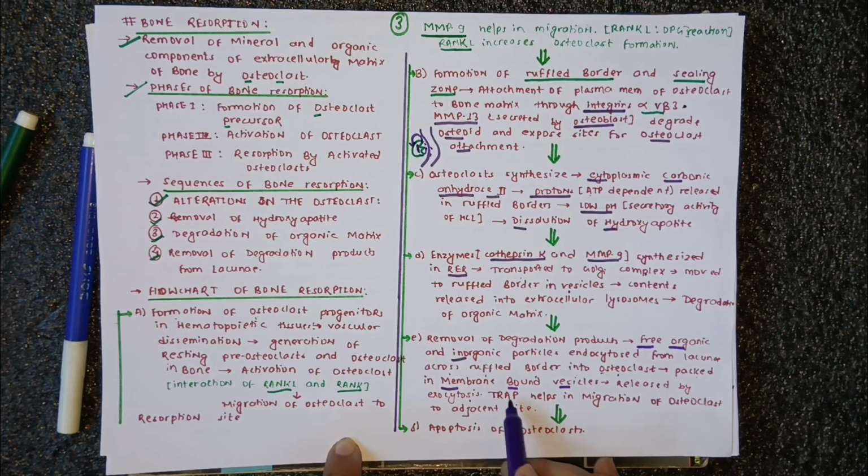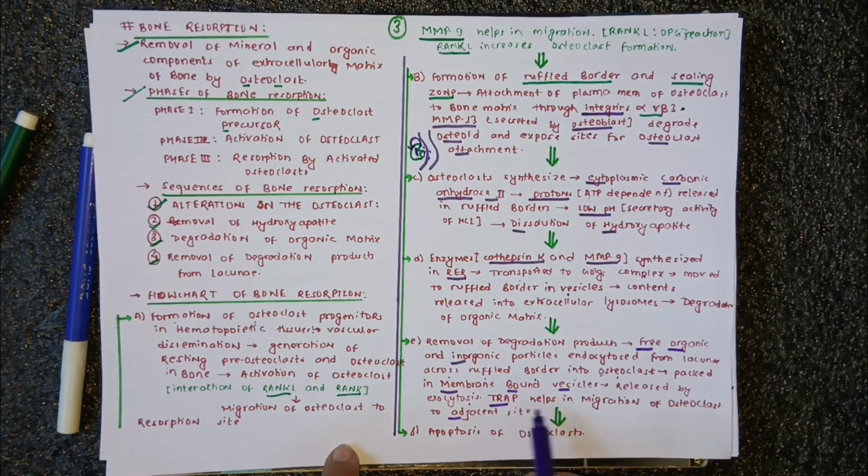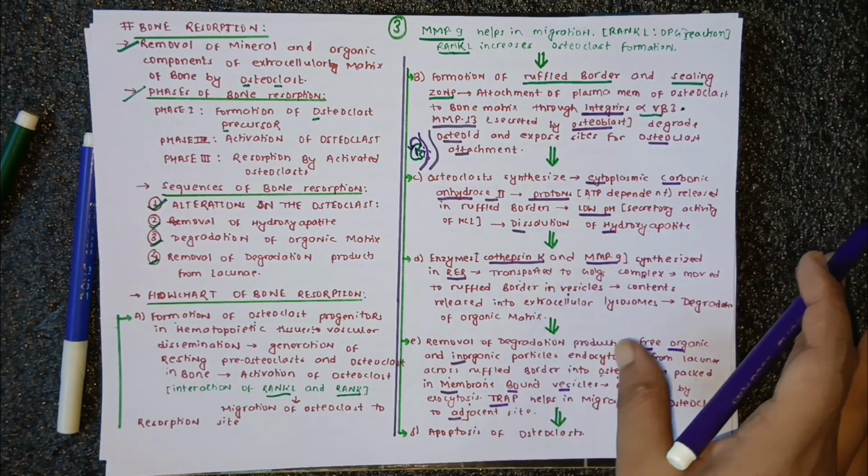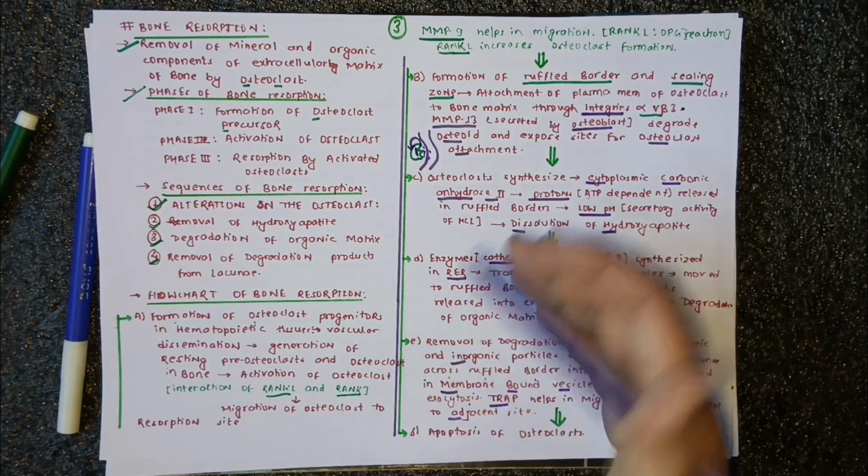And TRAP is an enzyme, which we will be discussing; it also helps in the migration of the osteoclast to the adjacent site. TRAP is important in the exocytosis of those degraded products. And finally there is apoptosis of the osteoclast, so it dies.